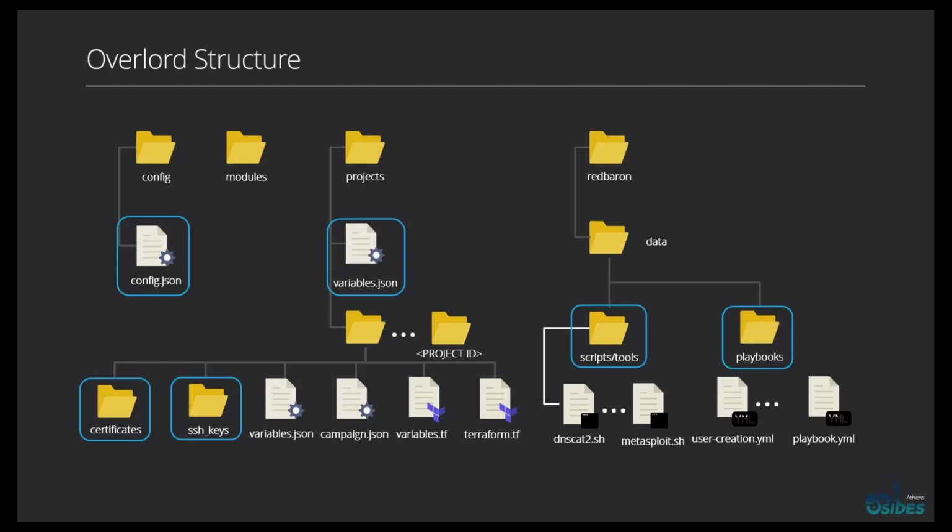Then we have the project directory, where we have the SSH keys folder, where all the SSH keys of the deployed servers will be stored. From there, you can log in to all the deployed servers. And then finally we have the certificates folder, which is used to store the .pem certificates in case the Let's Encrypt module is used.